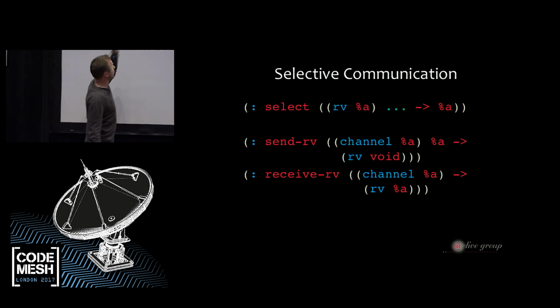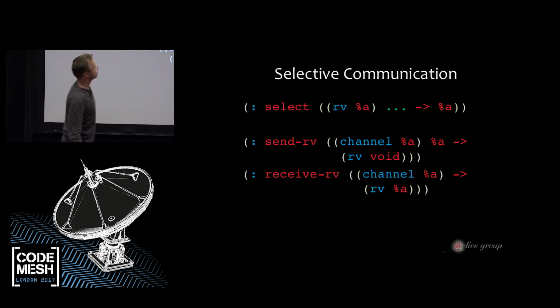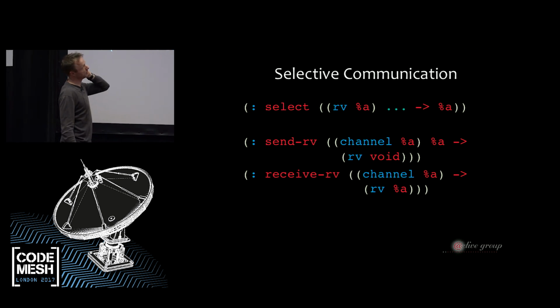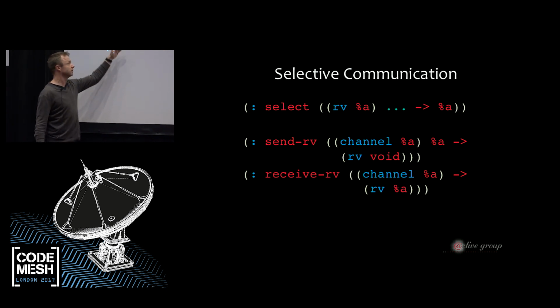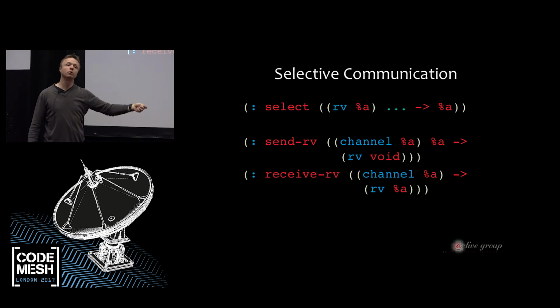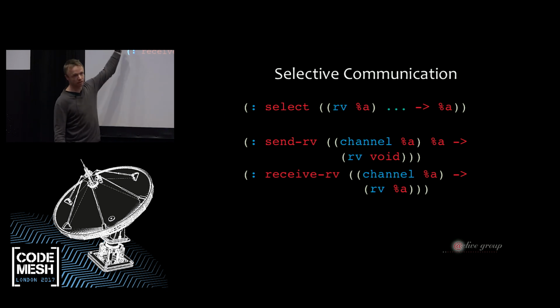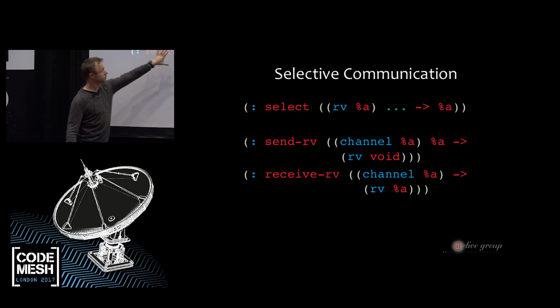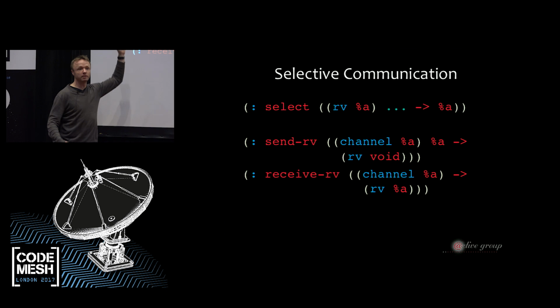So in this case, there's a select function. You feed it several rendezvous, and it will try to make one of them succeed, and will give you the payload value that comes from that. And then there are two versions of send and receive that don't just perform the send or receive, but instead give you the rendezvous that, if you try to select on it, will perform the actual send or receive. So these are constructors for those rendezvous, and here's something that you can do with them. Does that make sense so far?